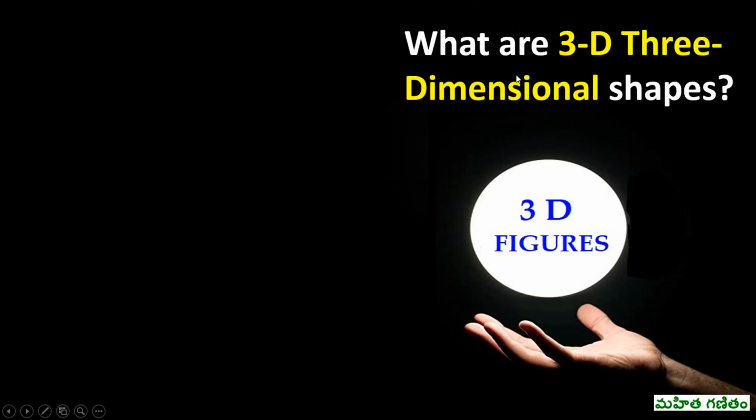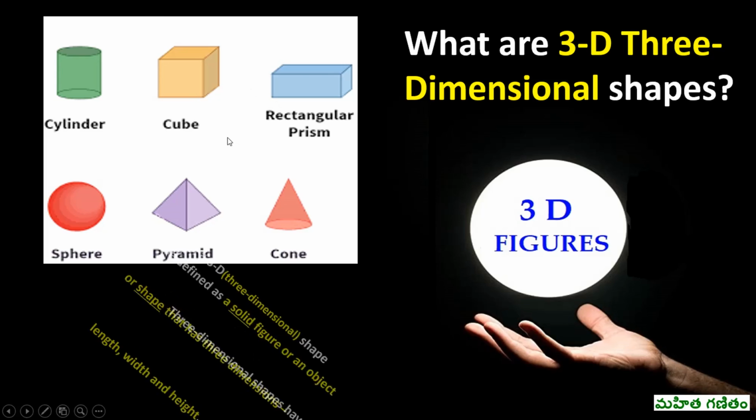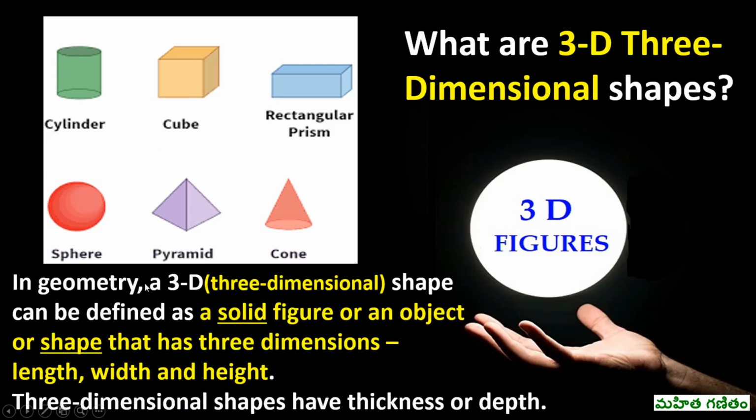What are the three-dimensional shapes? Cylinder, cube, rectangular prism, sphere, pyramid, cone. In geometry, a 3D, three-dimensional shape can be defined as a solid figure or an object or shape that has three dimensions, length, width and height. Three-dimensional shapes have thickness or depth.